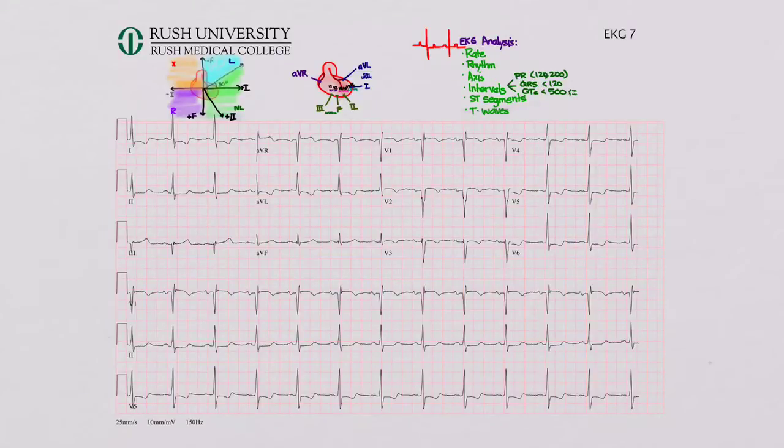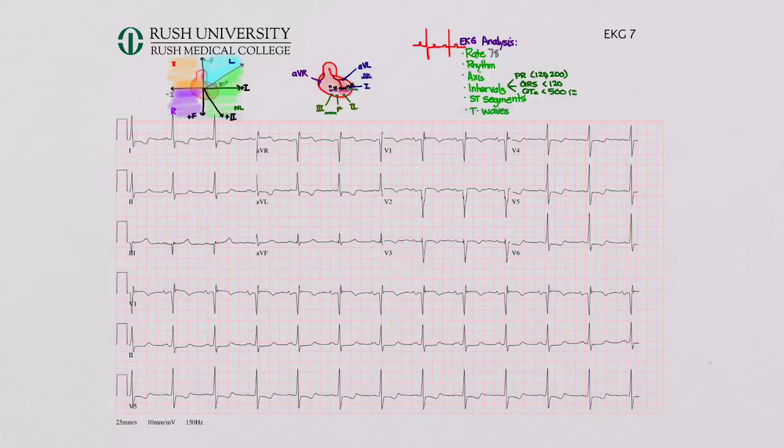Okay, now we're cooking, so let's go through. Let's talk about the rate for this one. We got 1, 2, 3, 4, 5, 6, 7, 8, 9, 10, 11, 12, 13. So 13 times 6 is 78. And now let's do rhythm.